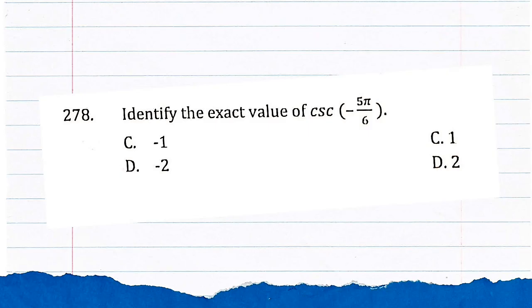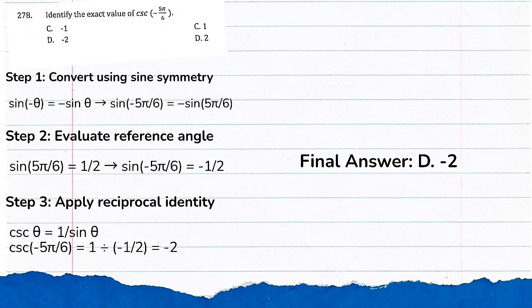For question number 278, identify the exact value of cosecant negative 5 pi over 6. Is it A, negative 1, B, negative 2, C, 1, D, 2? Let's check if your answer is correct. Step 1, convert using sign symmetry. Sine negative theta is equal to negative sine theta. So sine negative 5 pi over 6 is equal to negative sine 5 pi over 6. Sine is odd, so the sign changes.